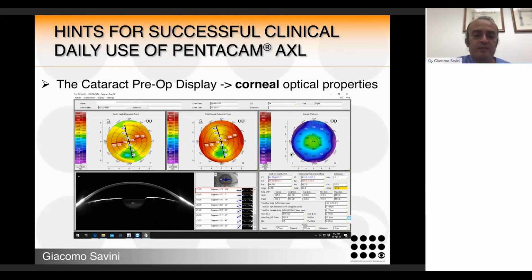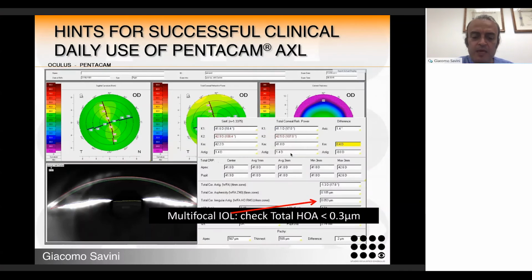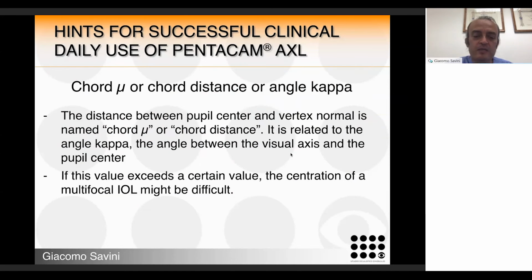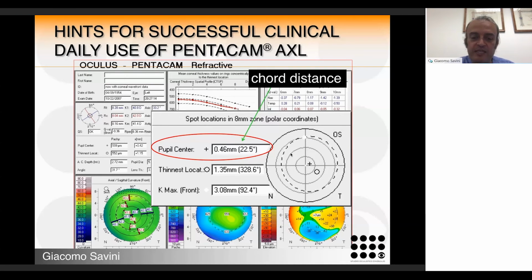And then you have the cataract preoperative display, where you see all the corneal properties. You can check the total higher order aberration, and you know that if you have aberration lower than 0.3 microns, you can implant a multifocal IOL. You can measure what we call chord mu, which is simply the difference in millimeters between the pupil center and the vertex center, so that, you know, we usually take 0.4 millimeters as the maximum value for diffractive trifocal or bifocal IOLs, and this is clearly shown in this case, 0.46.